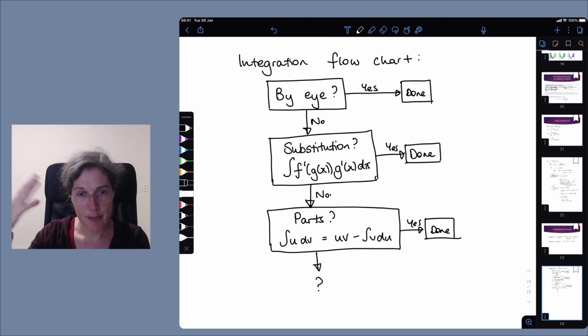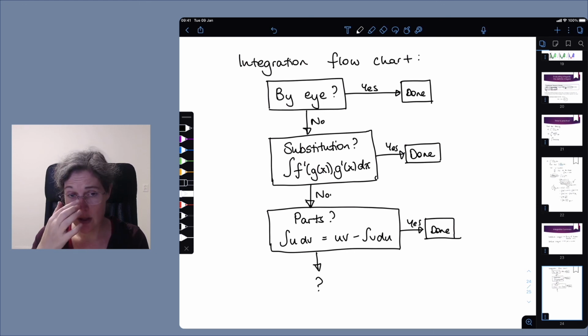Okay, and the final point that I want to make is, we've already talked through this, it's a good idea to have a kind of mental flowchart when you're dealing with integration. How are you going to tackle it? So the first thing is, can you integrate it by eye? If yes, do so, move on with your life. If no, then think about, could you possibly use substitution?